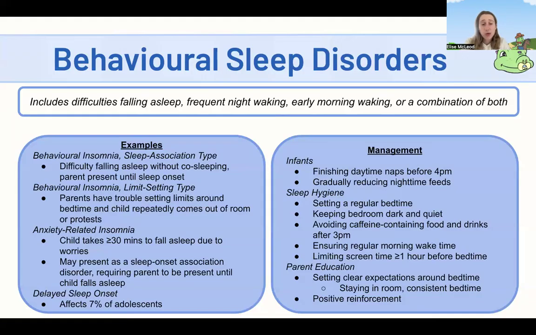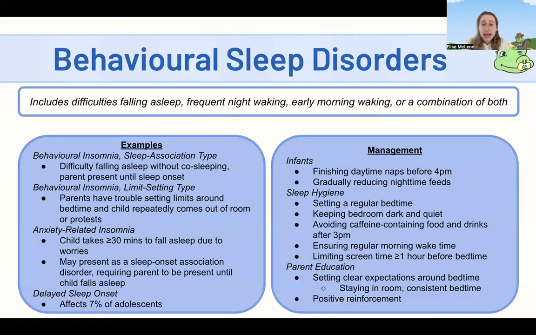And they might also require a parent to be present till they fall asleep. A delayed sleep onset is really common in adolescents, affecting about 7%, where their circadian rhythm shifts and they might be going to bed quite late, but then for school they have to get up quite early, so they're not getting enough sleep. They're often quite sleepy during the day.